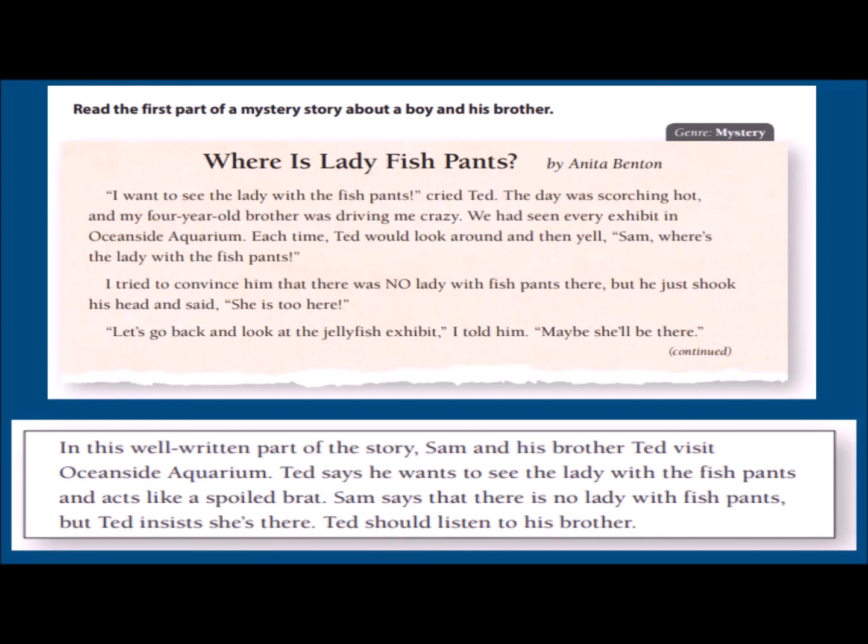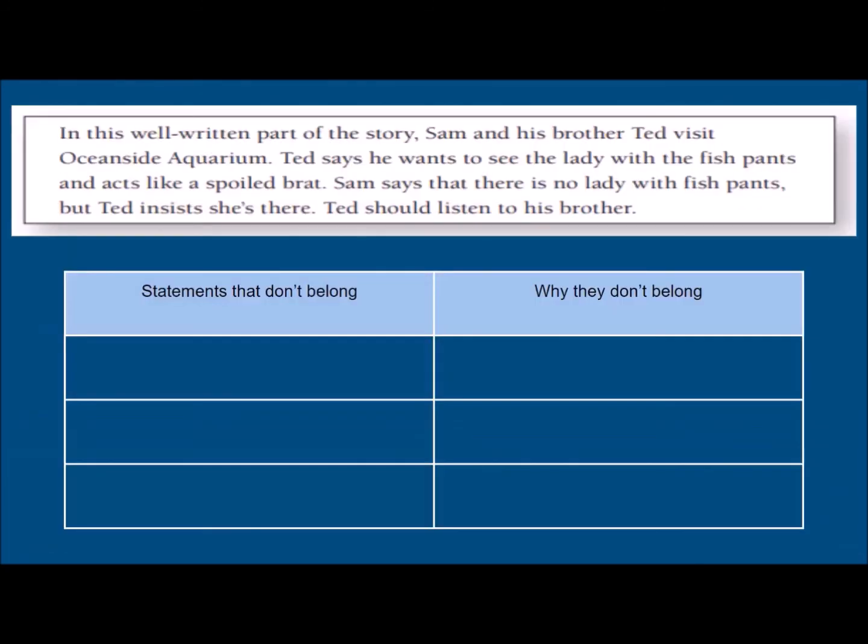All right, so we're going to make a chart to figure out in this summary what does and doesn't belong, what statements belong and why, don't belong and why. So the very first one right off the bat that jumps off the page at me is in this well-written part of the story. So this is the first part that really stands out. Why doesn't this belong? Well, this doesn't belong because it's a judgment written about how this story was written. And so we can't have judgments when we are writing summaries.